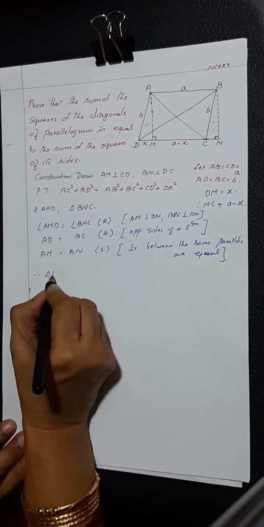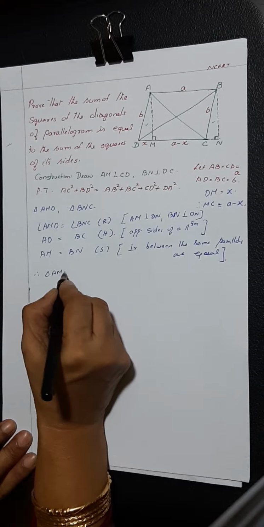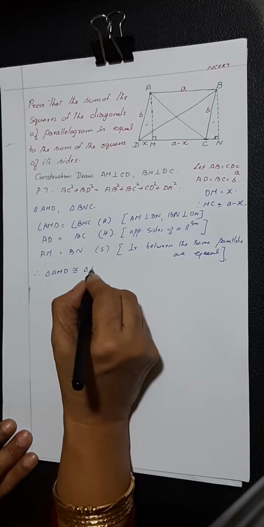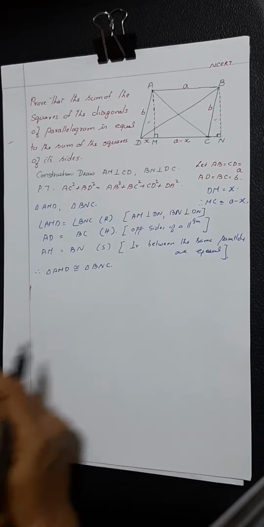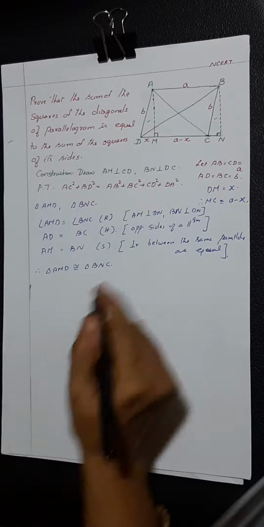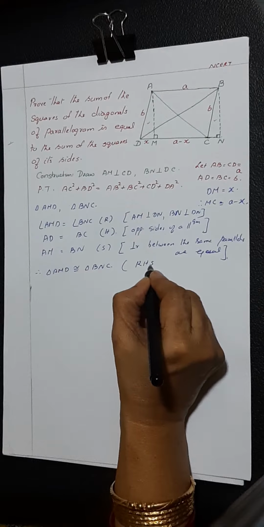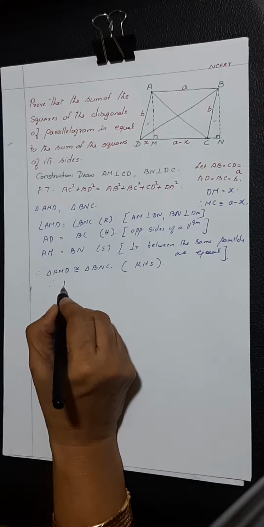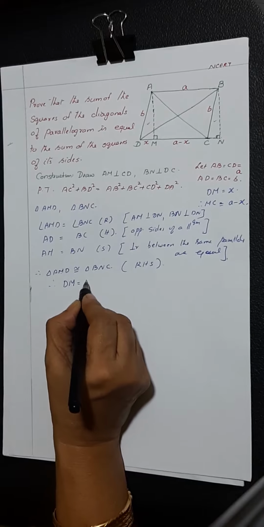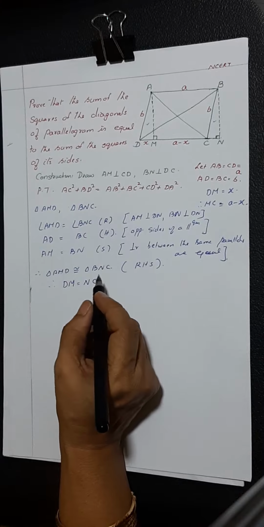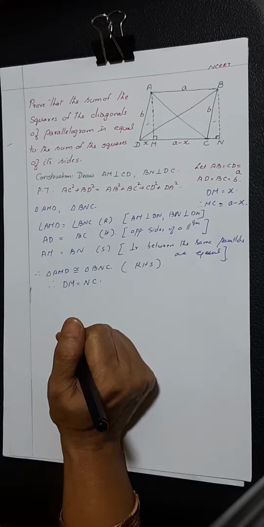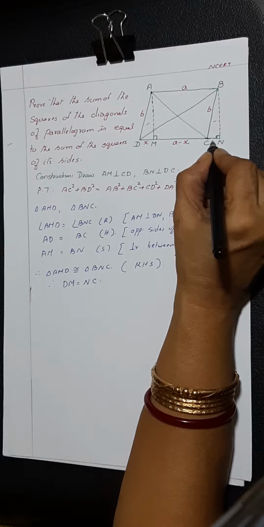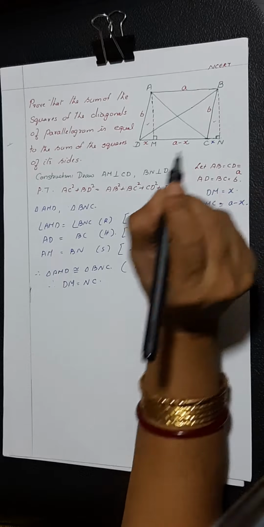Therefore, triangle AMD is congruent to triangle BNC by RHS congruence. So from that we can say DM is equal to NC. So this also will become X.